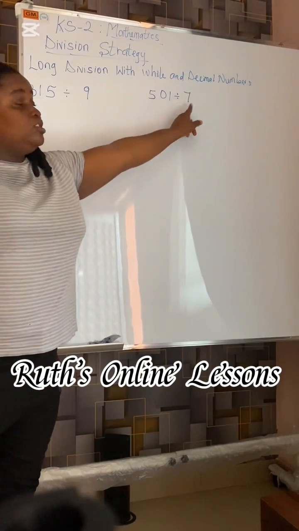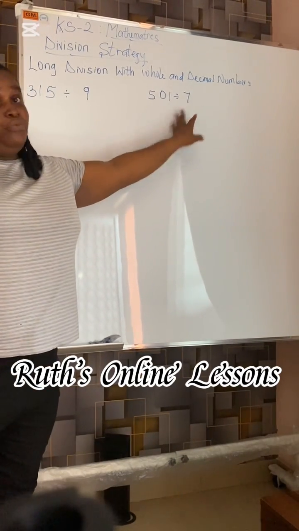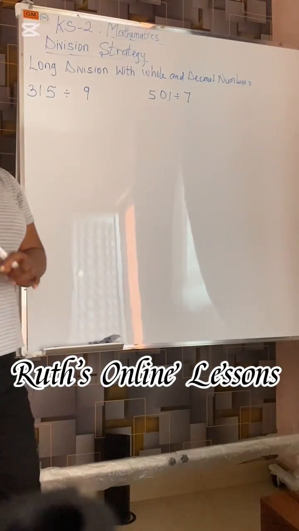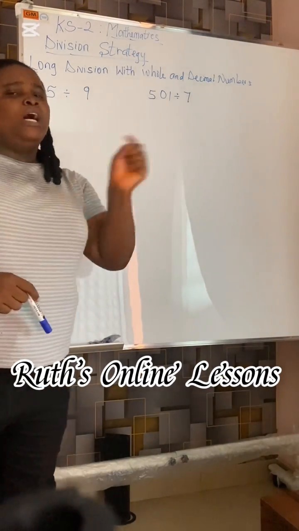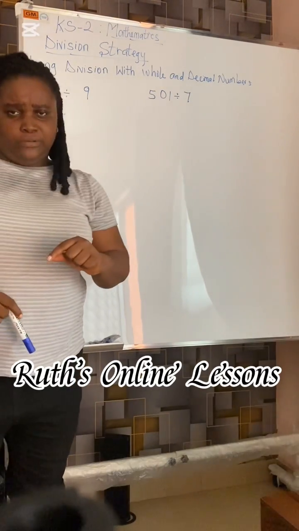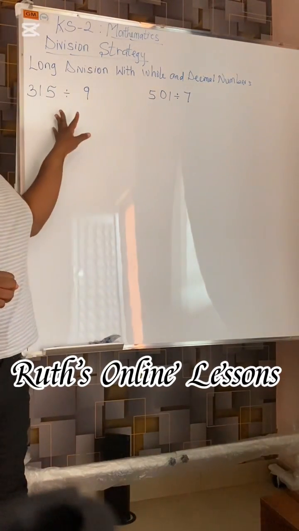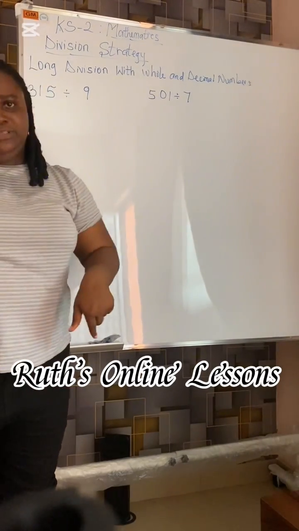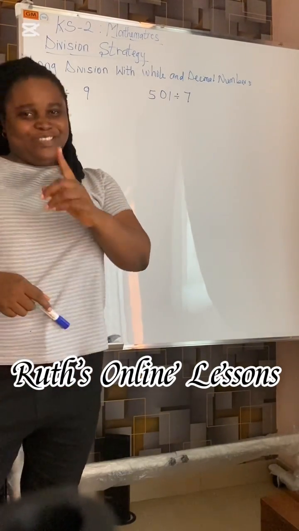But because 7 is not a factor of 501, when we carry out the long division process, you will see a remainder. So what I want to teach us is how we carry out long division when we are required not to have a remainder, and when a remainder will come with us. So stay with me, because you need this.